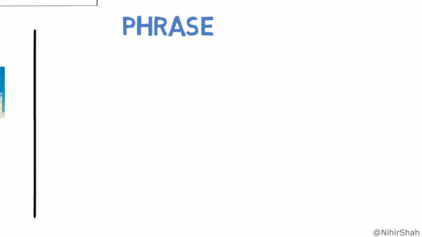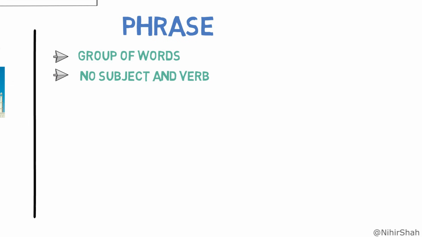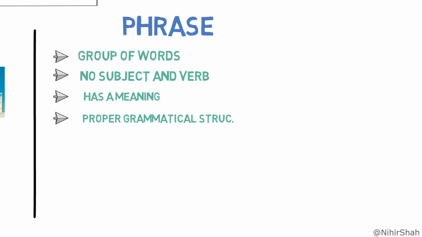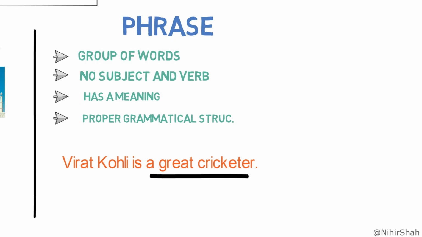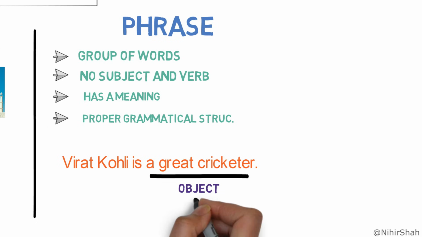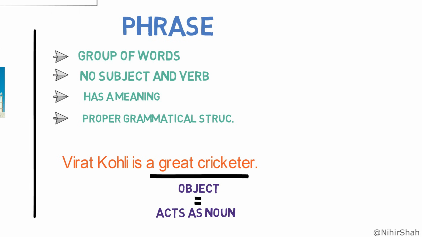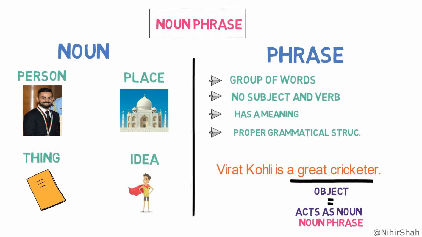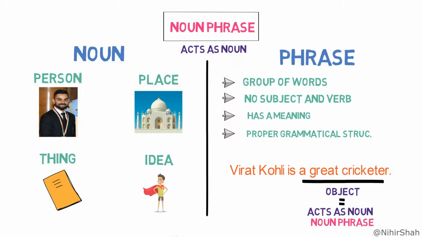And what is a phrase? A phrase is a group of words that has no subject-verb agreement, so it cannot stand alone, but has a meaning and a proper grammatical structure. For example, Virat Kohli is a great cricketer. Here, a great cricketer is acting as an object of a sentence, which means it is acting as a noun in the sentence. And as it is a group of words which has a meaning but no subject-verb agreement, it's a noun phrase. So a noun phrase is a phrase that acts as a noun in the sentence.